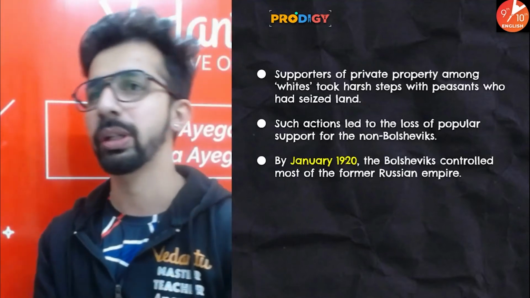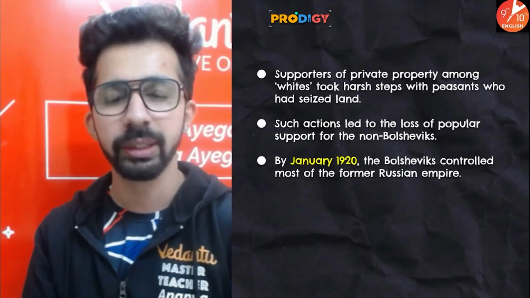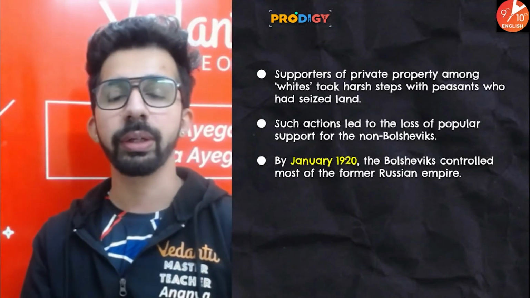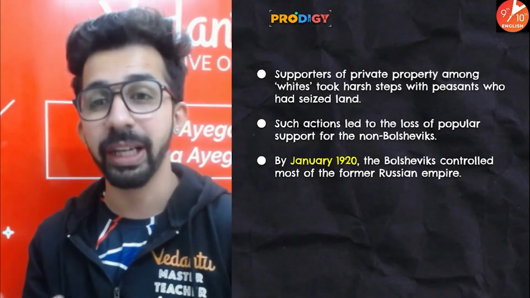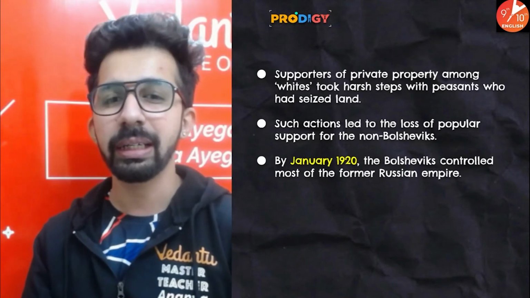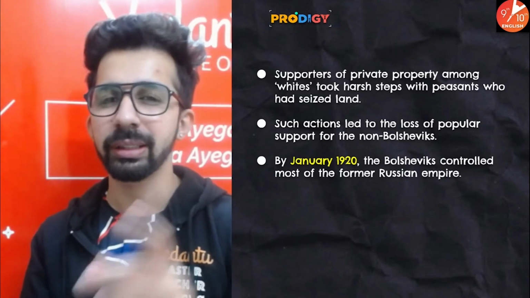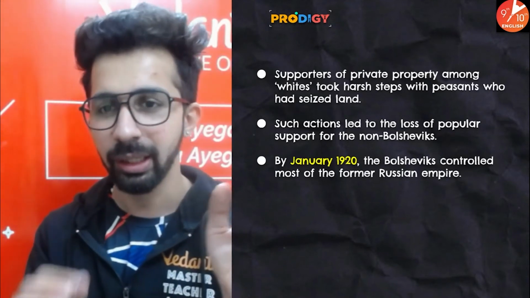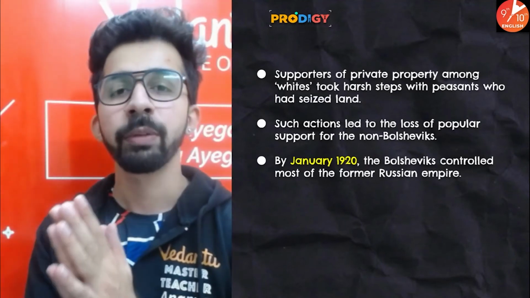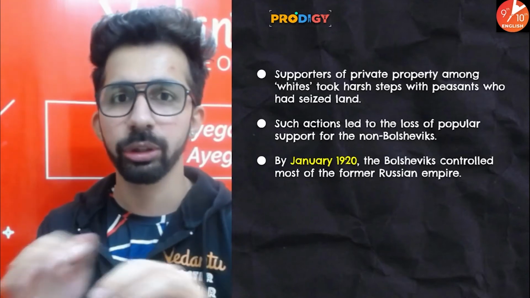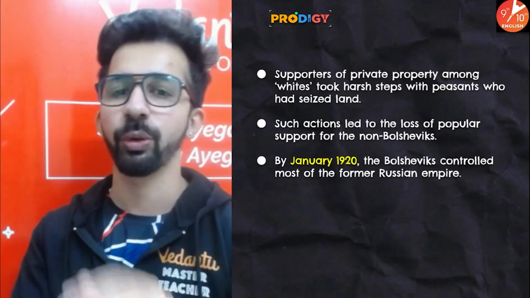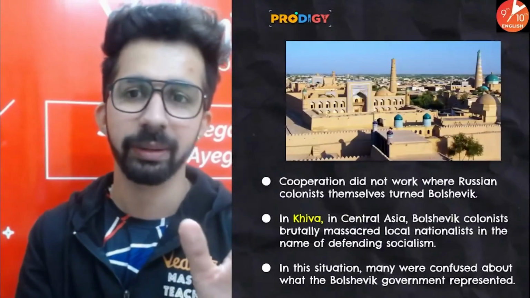So guys, the people who were supporting Bolsheviks or the people who were supporting Whites, after looking at the way Whites were ill-treating the peasants, somewhere their supporters felt that this is not right, the way peasants are being treated by the Whites, this is literally wrong. So the Whites lost all the support, because of which by January 1920, the Bolsheviks controlled most of the former Russian Empire.